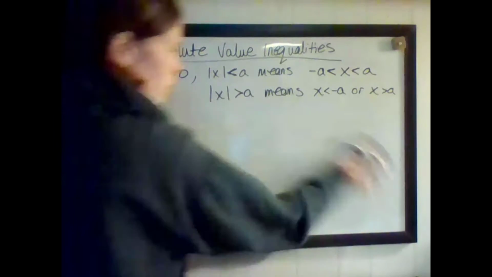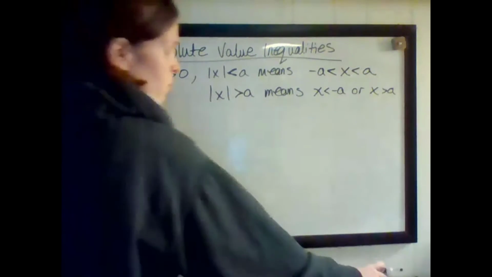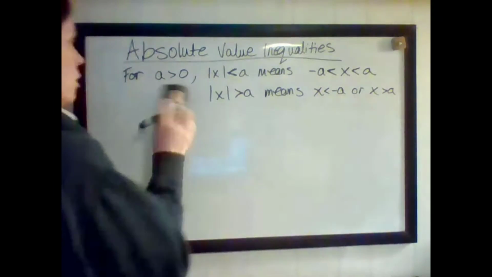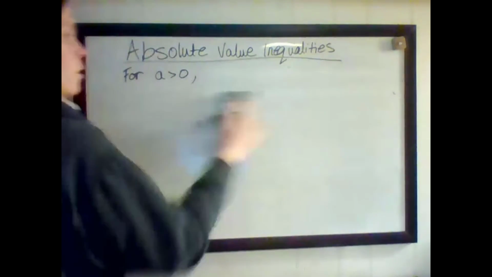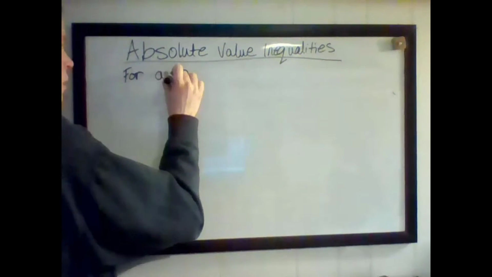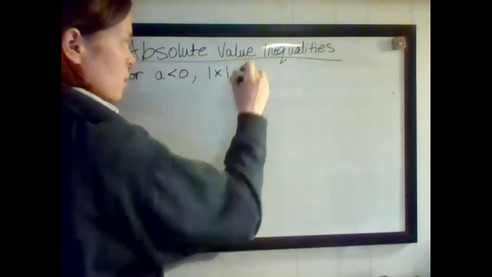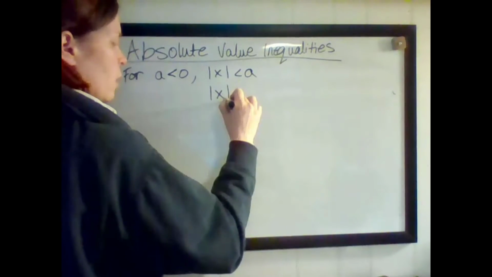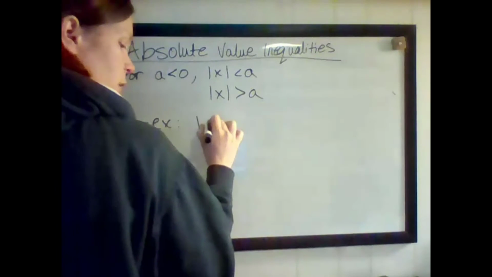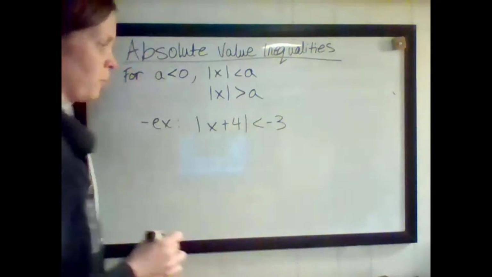So let's see what happens when we have a is less than 0. Let's add some rules to this. I'm just going to switch this around. For a less than 0, let's see what happens when it's absolute value of x is less than a versus absolute value of x is greater than a. So how about absolute value of x plus 4 is less than negative 3.